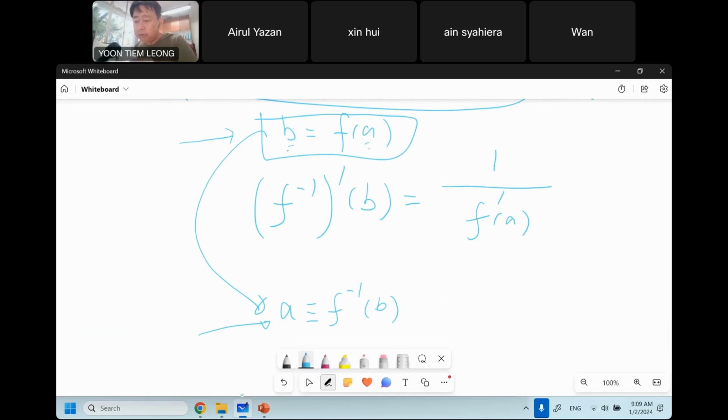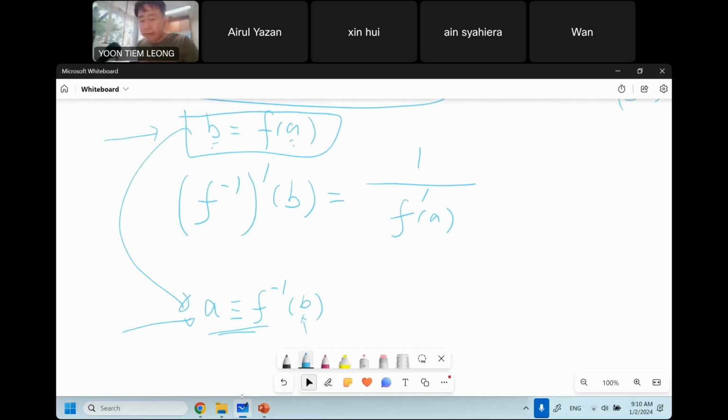b is obtained when you slot a into f. This statement says when you slot b into f inverse, then you get back a. So what I am going to write here is that I'm going to replace the expression of a by this. So the statement here is that you have 1 over f inverse, this is the expression of 1 over f prime of a.